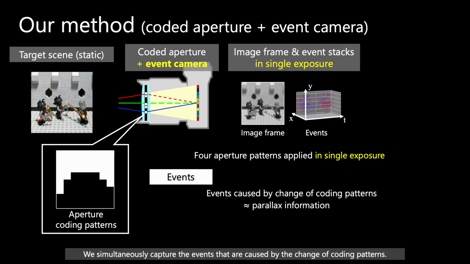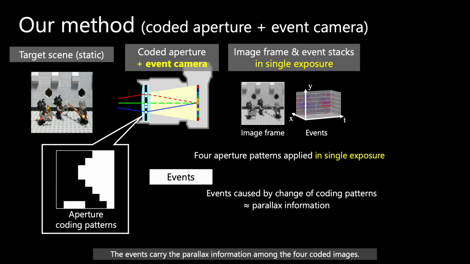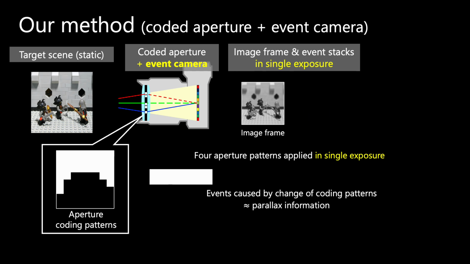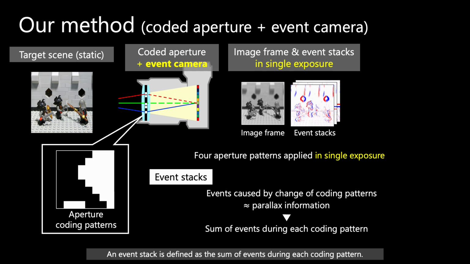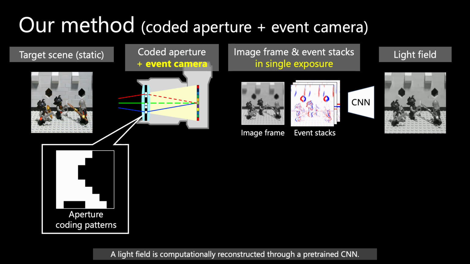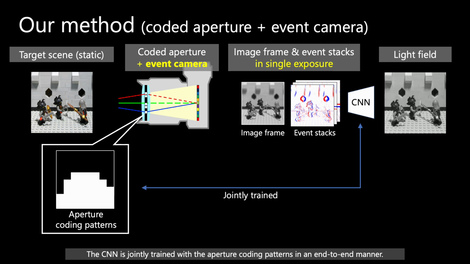We simultaneously capture the events that are caused by the change of coding patterns. The events carry the parallax information among the 4 coded images. An event stack is defined as the sum of events during each coding pattern. A light field is computationally reconstructed through a pre-trained CNN. The CNN is jointly trained with the aperture coding patterns in an end-to-end manner.